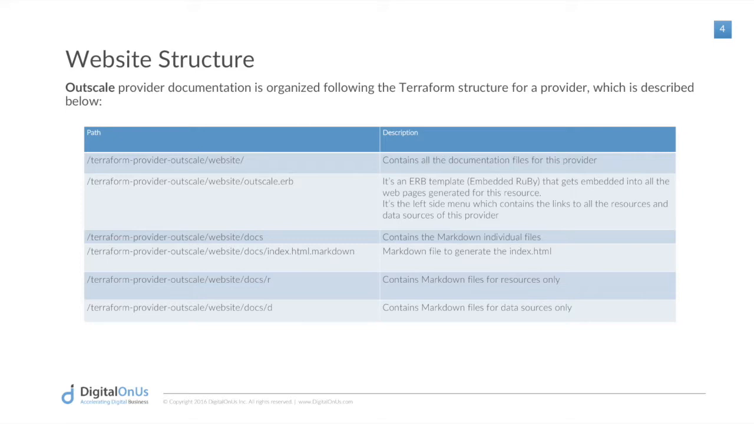In website/docs, there's a file called index.html.markdown. This gets converted into the index.html. This file contains general information about the Outscale provider. Website/docs/r contains all of the resource Markdown files, and website/docs/d contains all of the data sources Markdown files.